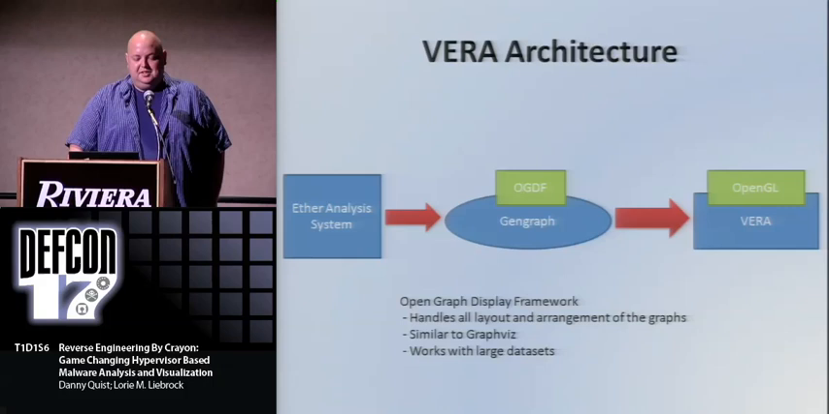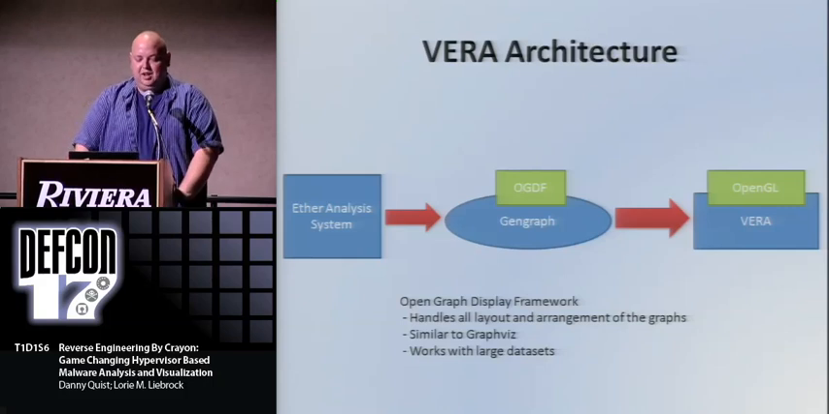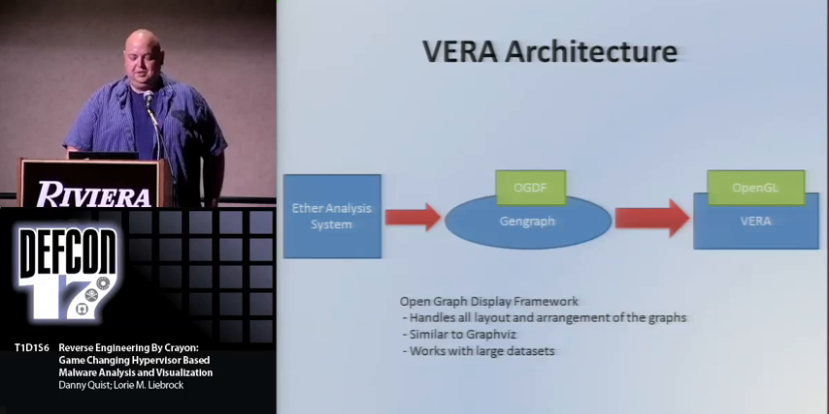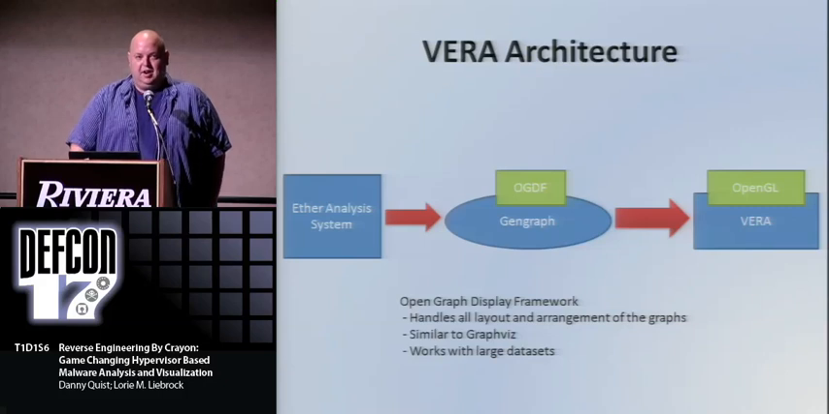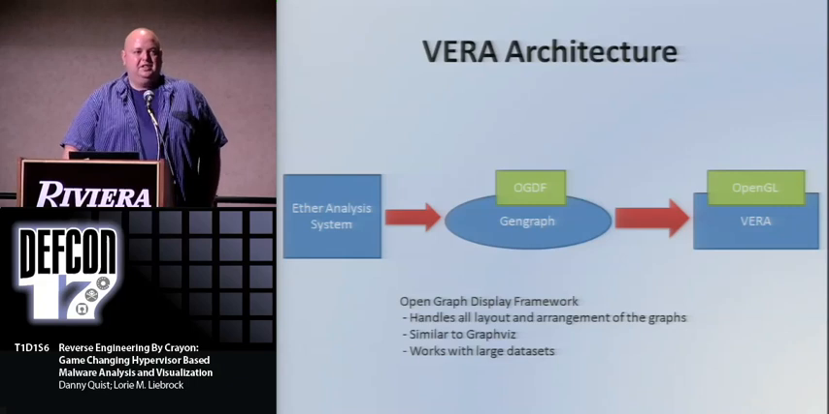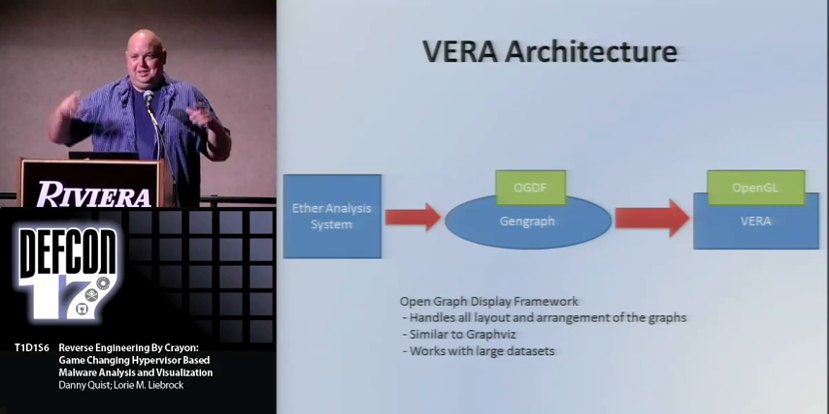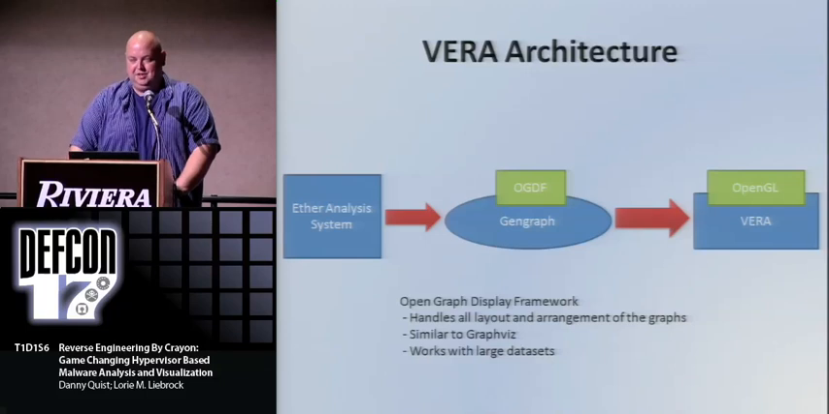Okay, so the architecture is we've got the Ether analysis system, which plugs into a program that takes those trace files and generates the graphs with the OGDF, or Open Graph Display Framework. The Open Graph Display Framework is the thing that makes the decisions about where to actually place the vertices and locate them. This is a really awesome library, and if you get a chance to use it, I highly recommend it. It's very similar to GraphViz, but what's nice is that it works with a large data set. I've had millions and millions of vertices inside of here, and it hasn't choked on it, but it will take all your memory.